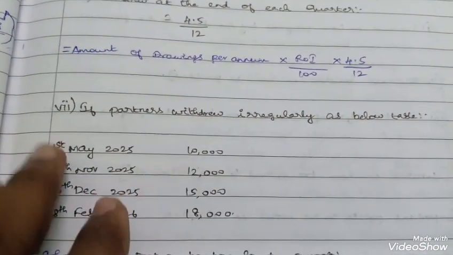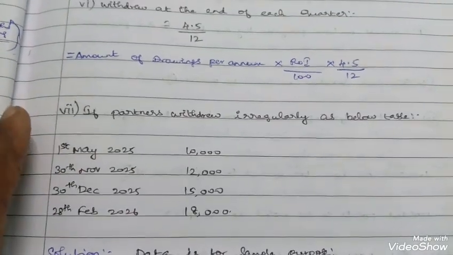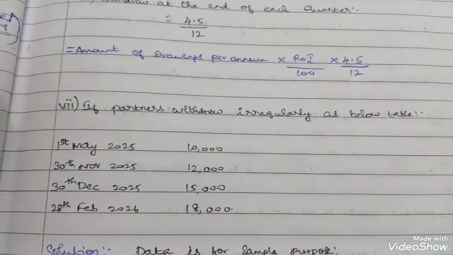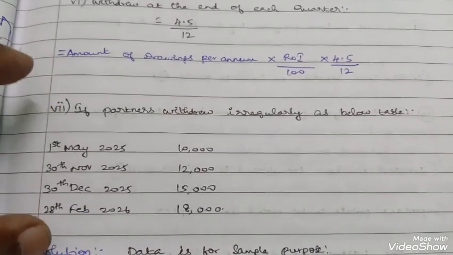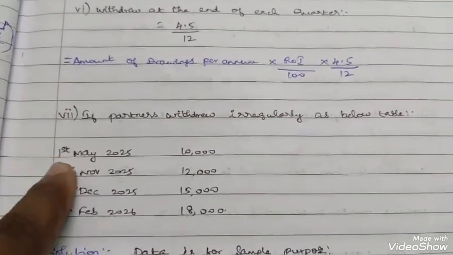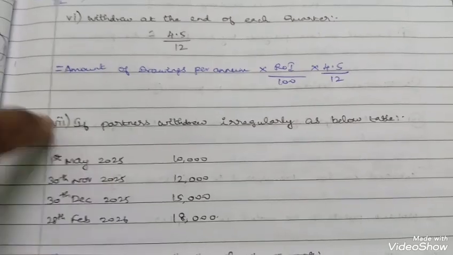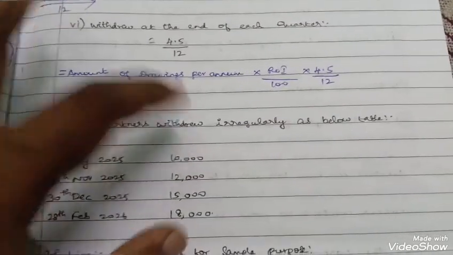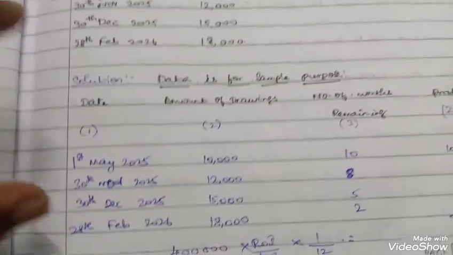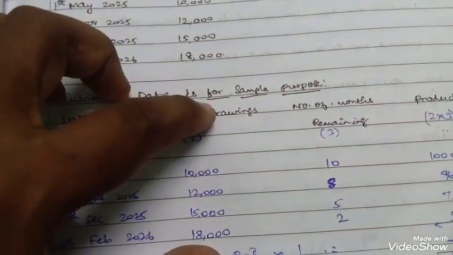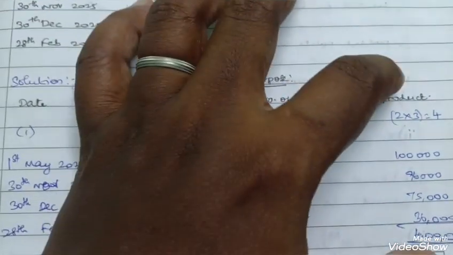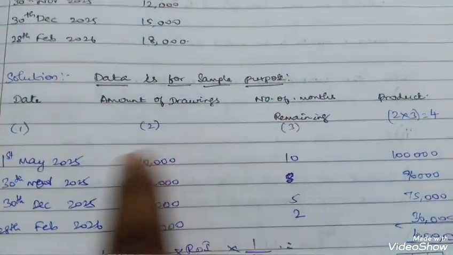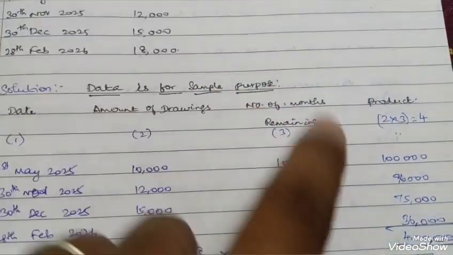means he withdraws on certain dates without any frequent intervals or without maintaining any uniqueness. He is withdrawing as per his wish. So at that time, first see the date and amount given in the question. The solution has to be like this: date, amount of drawings, number of months remaining, and the product. The number of months remaining is from this date to the end of the year.